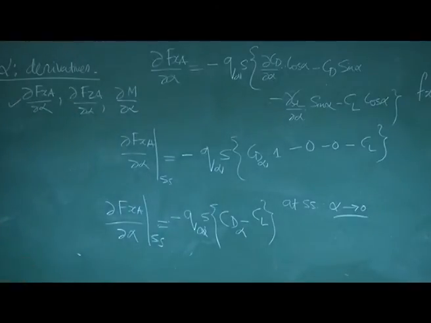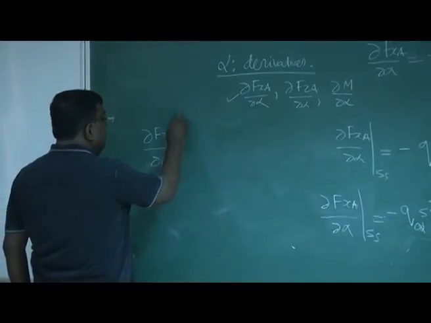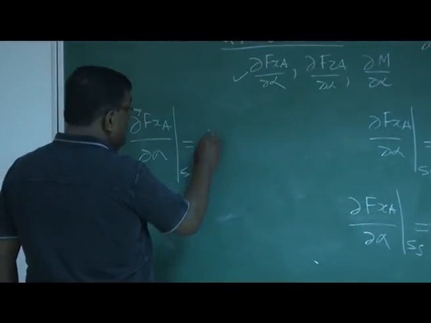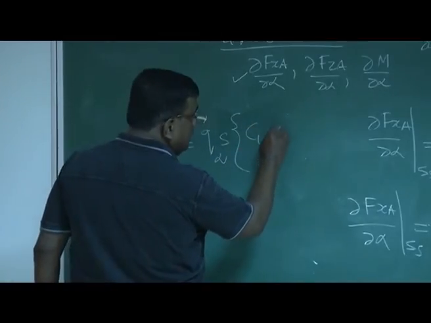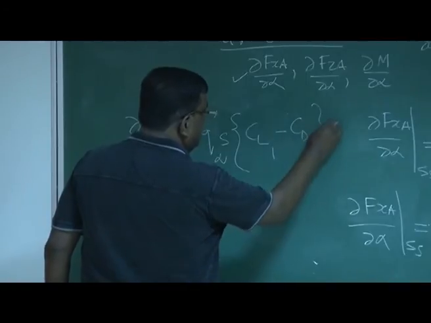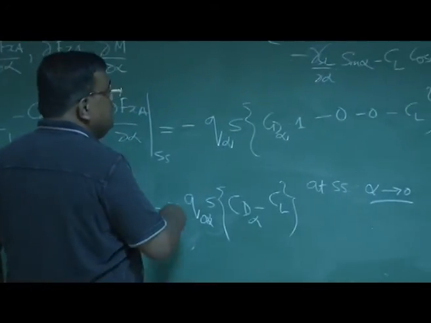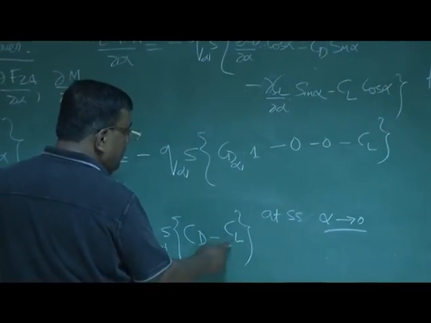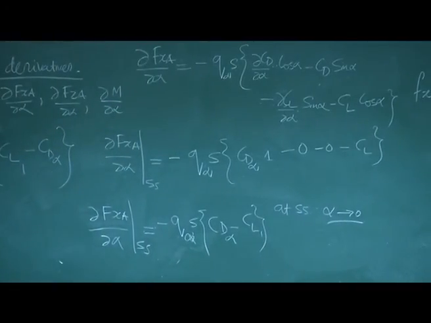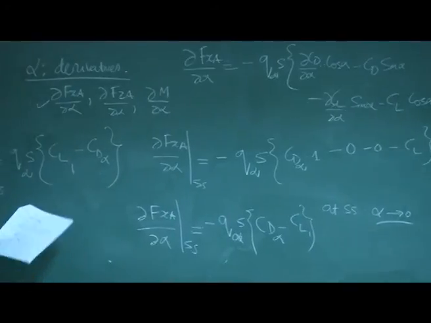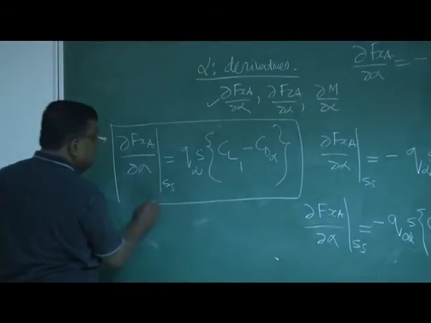And further write this as dfxa by d alpha evaluated at steady state is equal to q infinity S into CL1 minus CD alpha. Do you see why I put 1 here? Because this is evaluated at steady state. At steady state, alpha is 0, but the CL will be corresponding to CL1. That is CL at steady state. And this minus sign, I absorbed it there, so I get this expression for dfxa by d alpha.